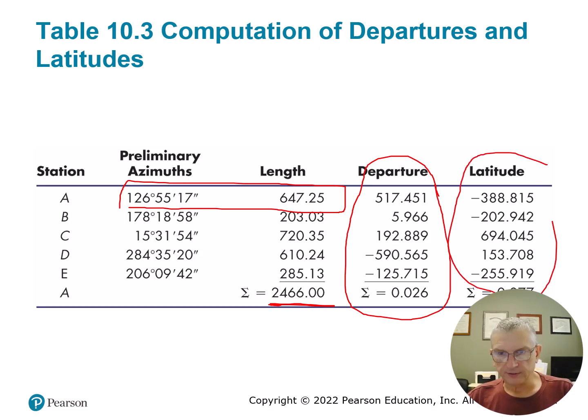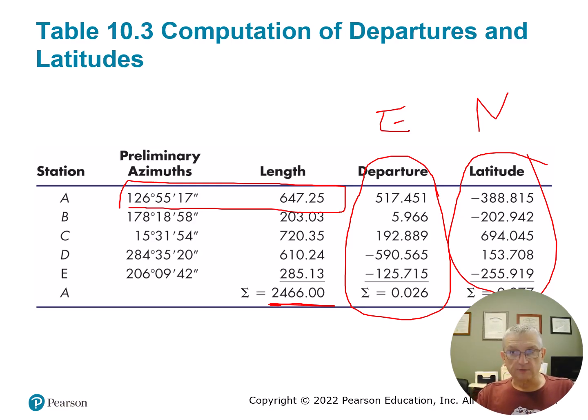It looks like my face takes out part of it, but here's table 10.3. That's 0.077 as the sum of the latitudes. So this traverse has an error of 0.026 in departure and 0.077 in latitude. So your north error is 0.077, your east error is 0.026. You can just use the good old Pythagorean theorem. Say 0.077 squared plus 0.026 squared. Square root of that is 0.0813.